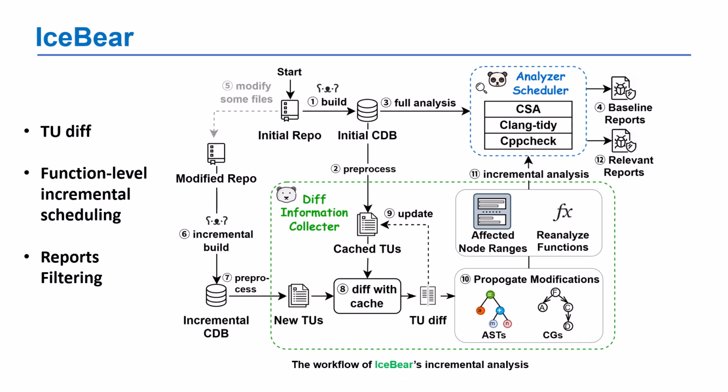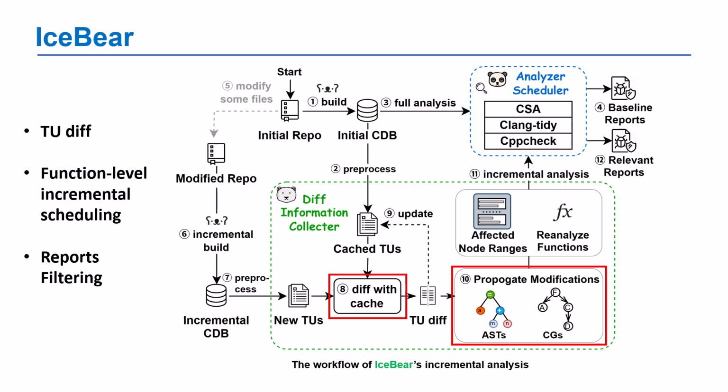To improve the efficiency of incremental scheduling further, we have introduced IceBear. IceBear's incremental scheduling strategy is also based on incremental build, but refined in three ways. First, IceBear does not directly analyze all files in the incremental compilation database. Instead, it processes the files to generate corresponding translation units and compares them with the cache to filter out only those files where the translation units have changed.